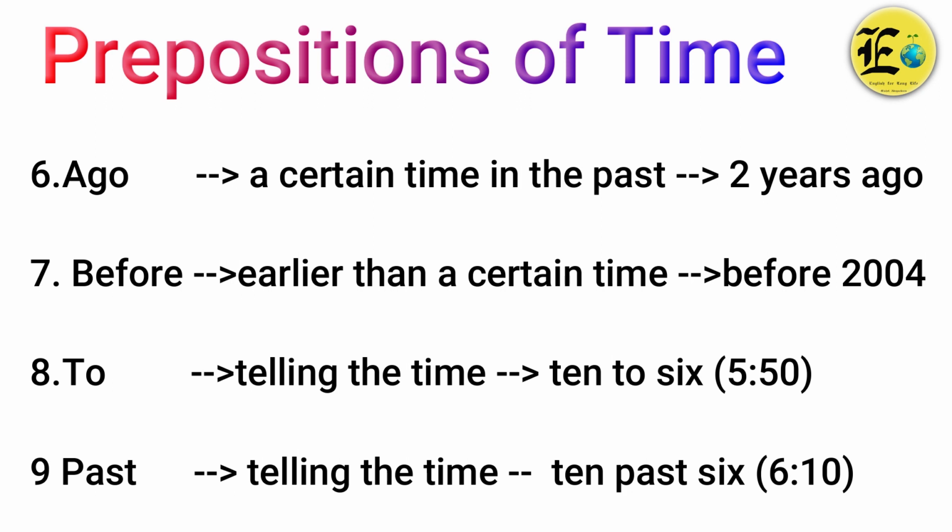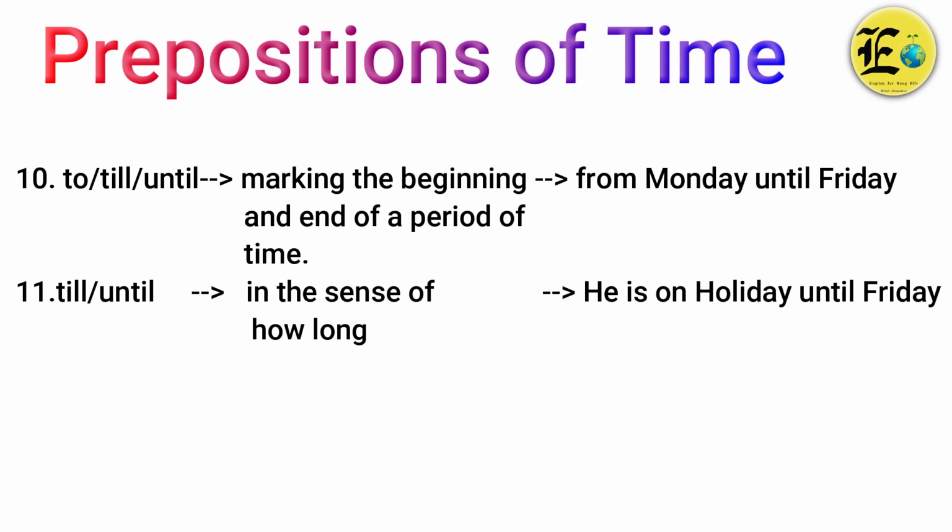So the next important one is past. When we tell time, we use it's 6:05. So there this word past is another preposition which is used to indicate the time. You can say 6:10 or 6:20. Right. The next important is to or till or until.